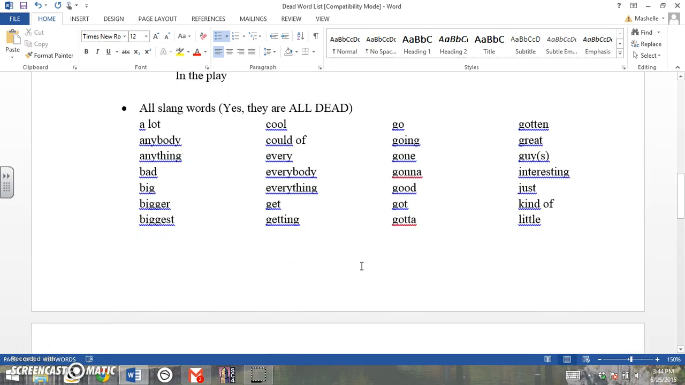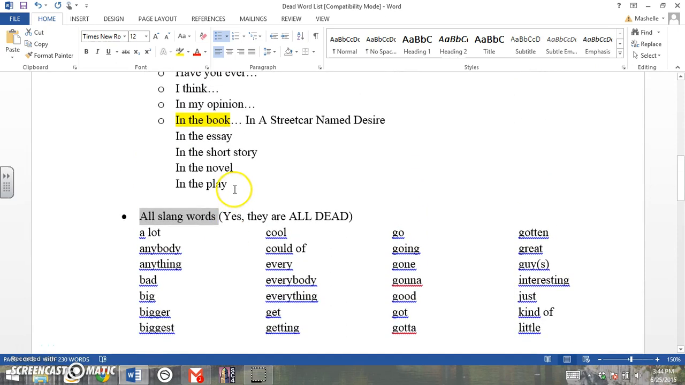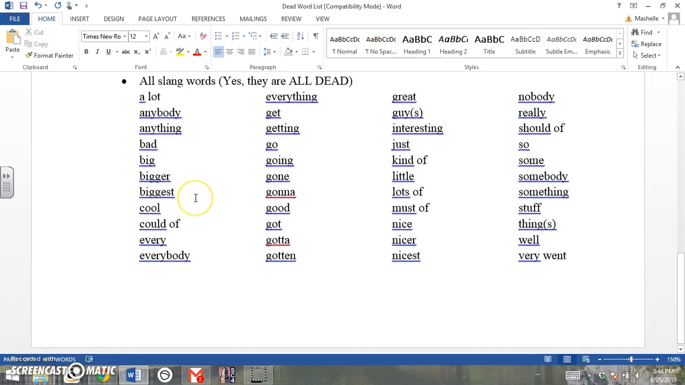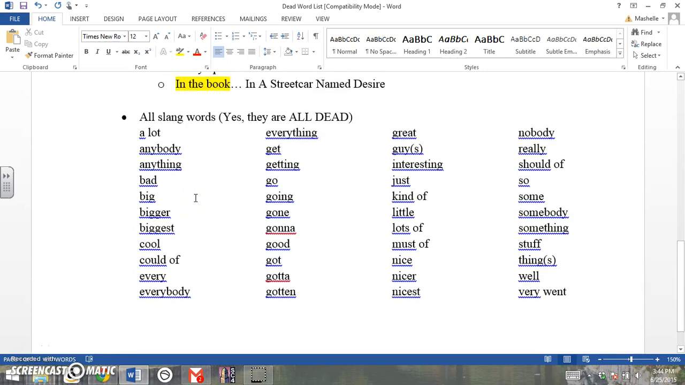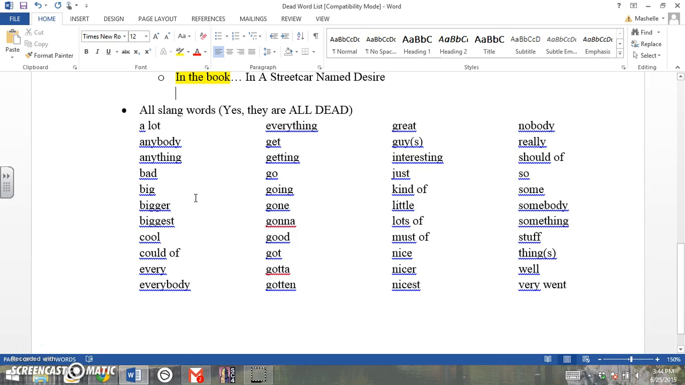Now the last ones. Yes, this says all slang words. They are all dead. All of this list you see here is all dead. Yes, this is where the most difficult part comes in when looking at the dead word list. There are several words here. Now, keeping in mind, this is an alphabetized list. It is 4 columns, and this is where we have the most problem. But the idea here is that these are way too general.